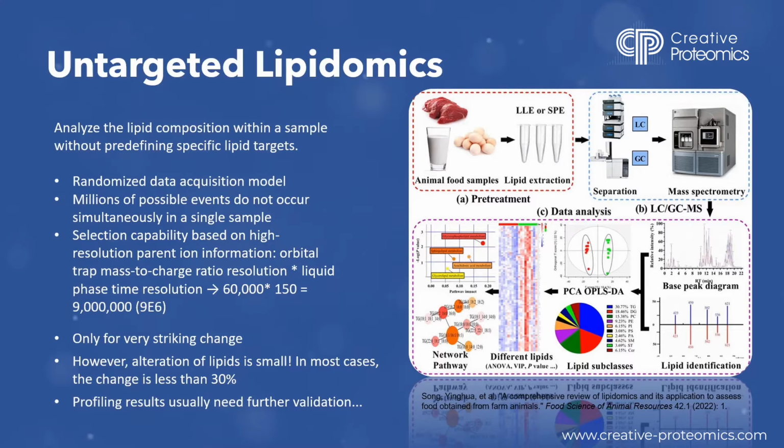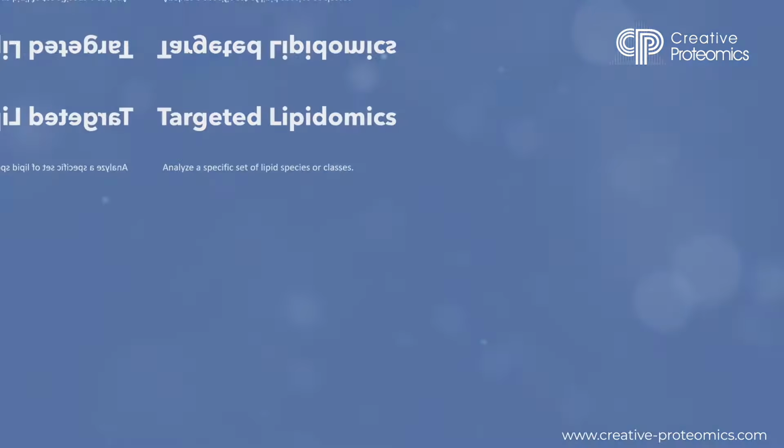Furthermore, it is crucial to validate the profiling results obtained through untargeted lipidomics. While this technique provides valuable insights into the lipidome, further experiments and targeted analyses are required to confirm the identified lipid species and their biological significance. Validation ensures the reliability and robustness of our findings.